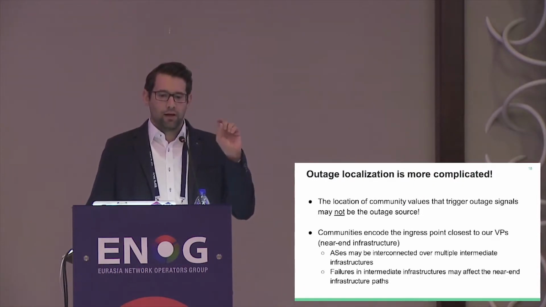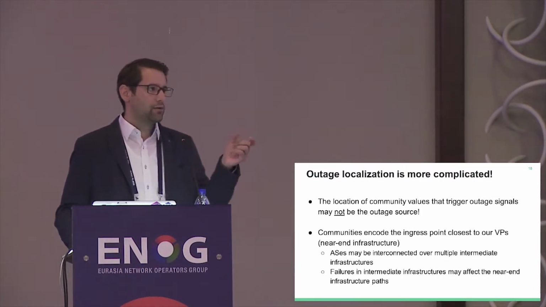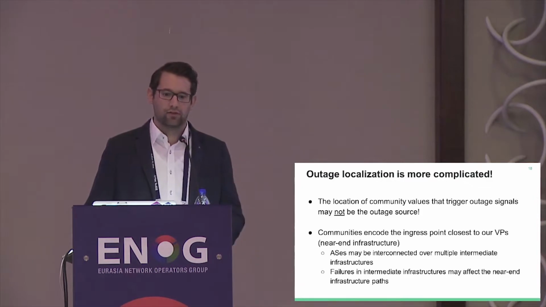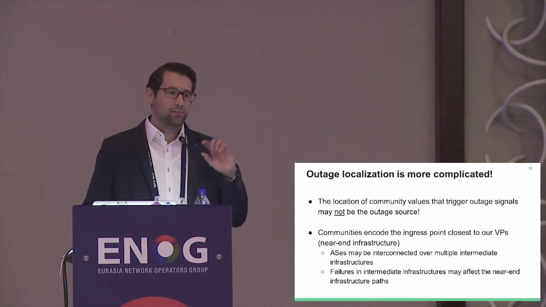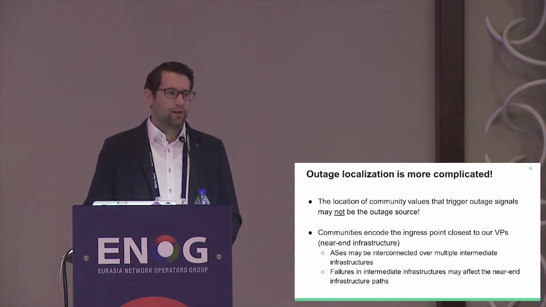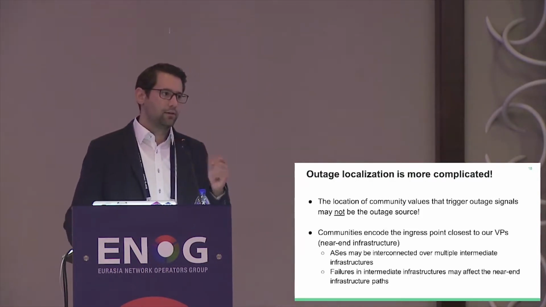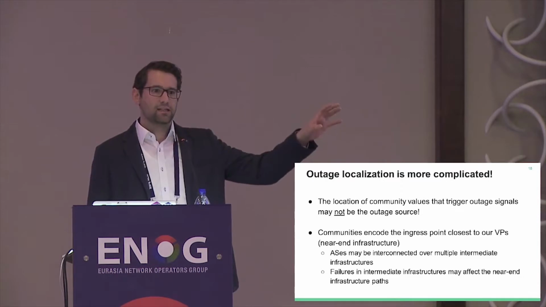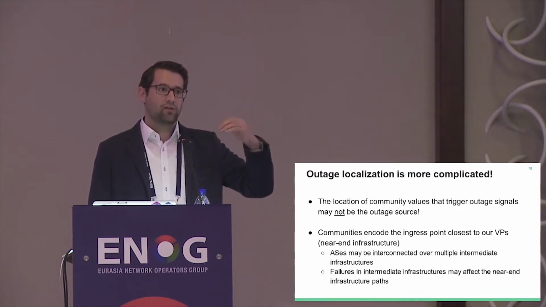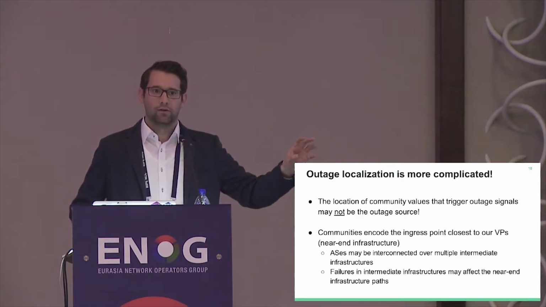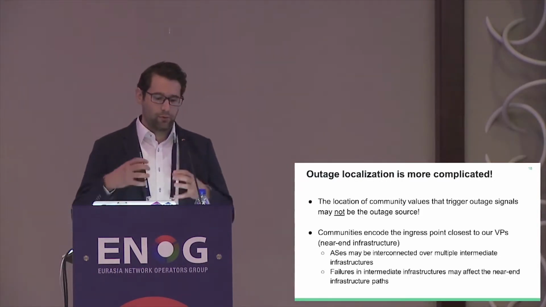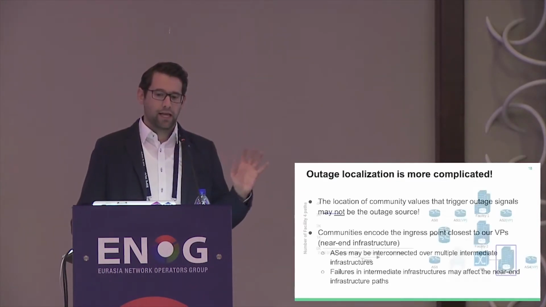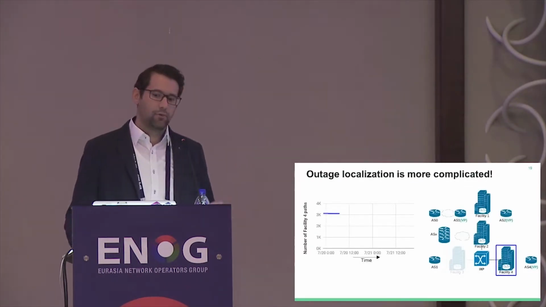As you could see so far, we really rely on the BGP communities that a lot of ASs use to tag the ingress routes with a location. But failures in intermediate infrastructures could also affect the near-end infrastructure path, meaning there's some other co-location facility that's used by a customer of my customer, and my routing actually changes even if something breaks there. So sometimes it's hard from my vantage point, because I have a limited view, to really understand what's going on. So here again is the toy example, but this time with a different scenario.